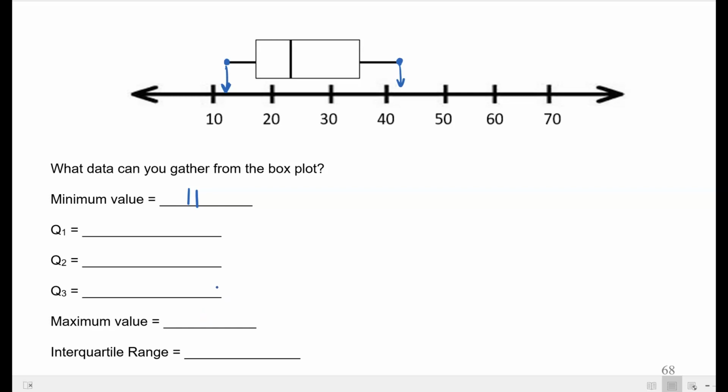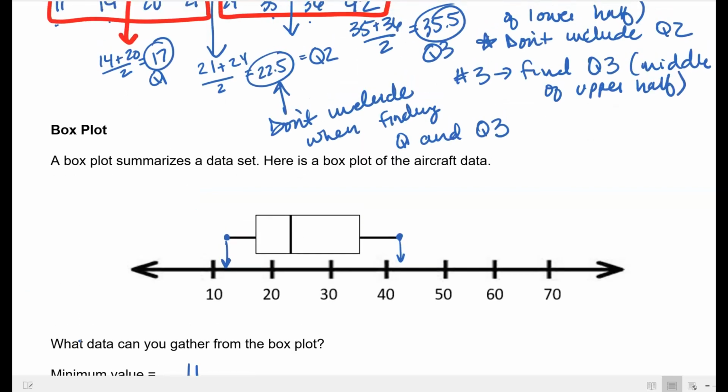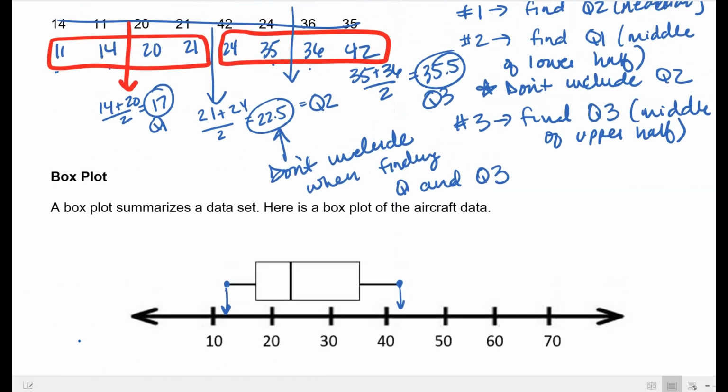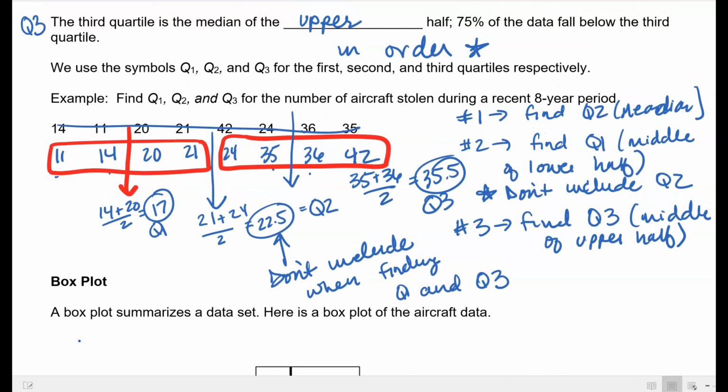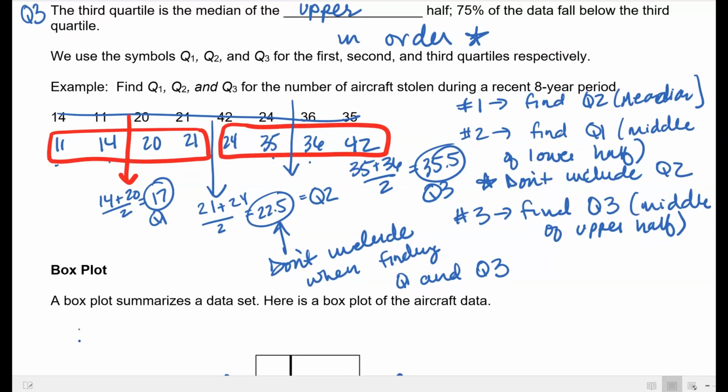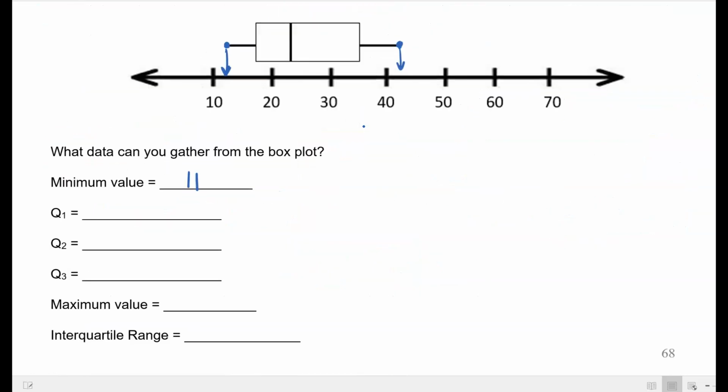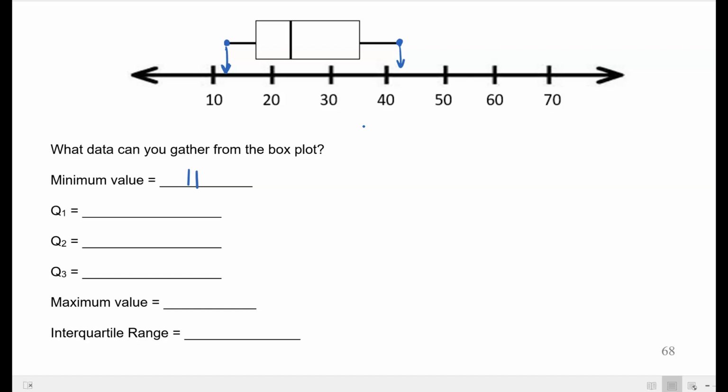Oh, and you know what? I just realized this. If we scroll up here, this is a box plot that's summarizing the data set that's above. So that's where I'm getting these numbers too. If we look at our set above, 11 was our lowest value, 42 was our highest. So 11 is our minimum, 42 is our maximum.